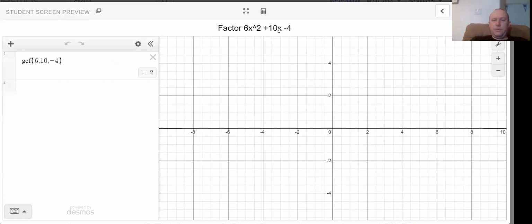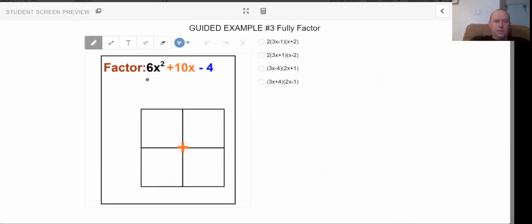Third one, 6x squared plus 10x minus 4. Did my GCF again, it's 2. So when I divide by 2, I'm just going to write down the answer this time: 3x squared plus 5x minus 2. Now, for this one, 2 is certainly not a square number, and neither is 3, so I know it's not this one. So this is one where I did last lesson.